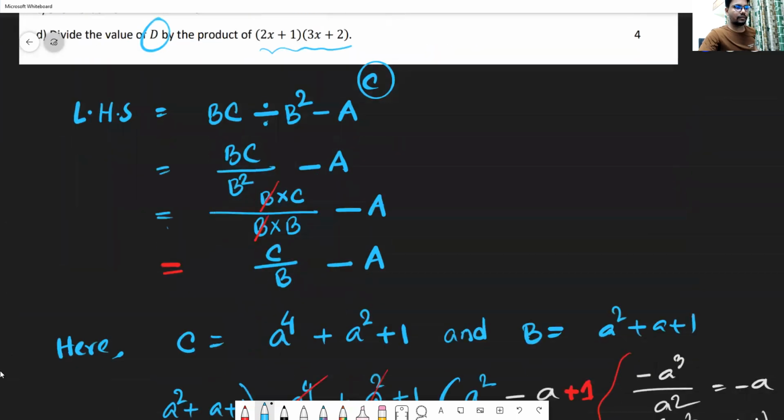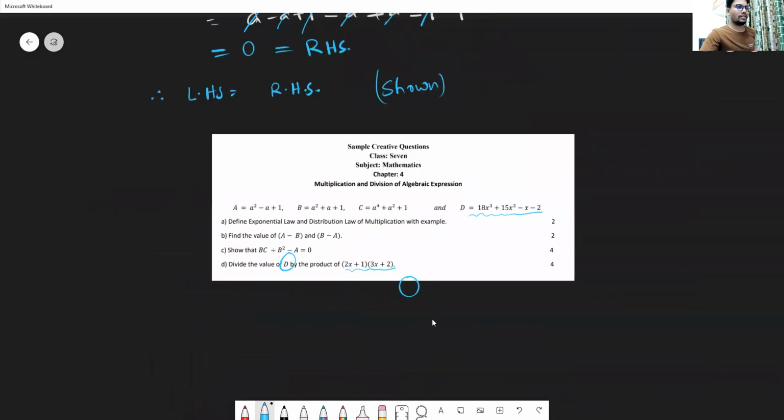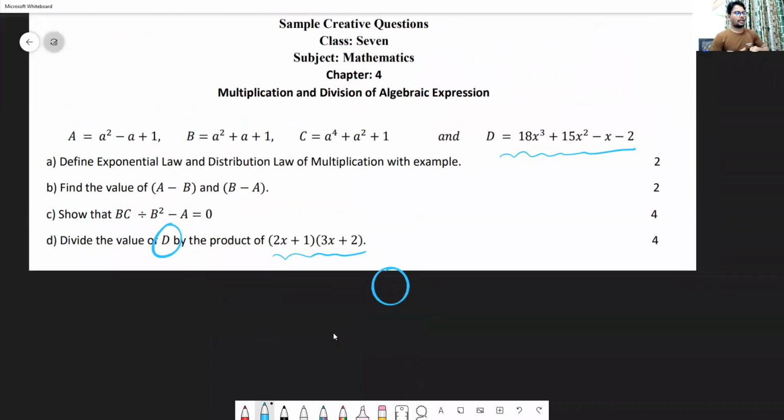Now here the two factors are the product, this is number d. Twice x plus 1, one factor, and 3x plus 2 is another factor.